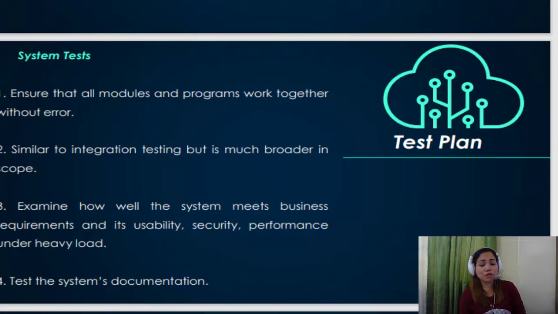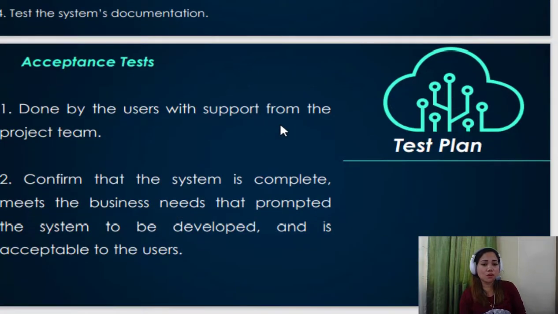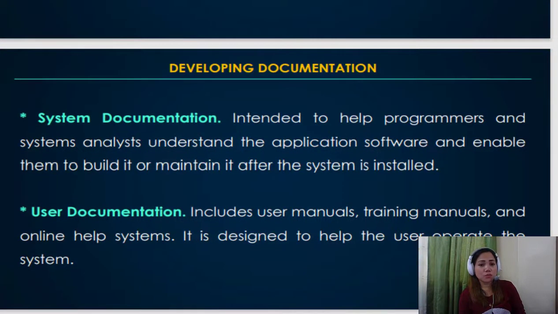Okay, next you're going to go to the acceptance test, which is also under the test plan. In the acceptance test, number one, it is done by the user with support from the project team. The second, you have to confirm that the system is complete, meets the business needs that prompted the system to be developed, and is acceptable to the users. Okay, here it goes. Now proceed to developing documentation.